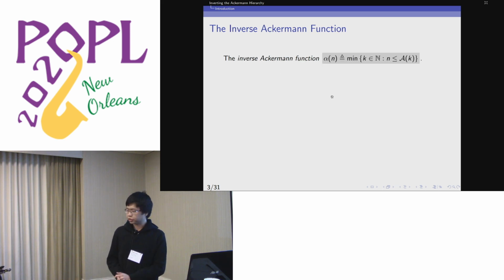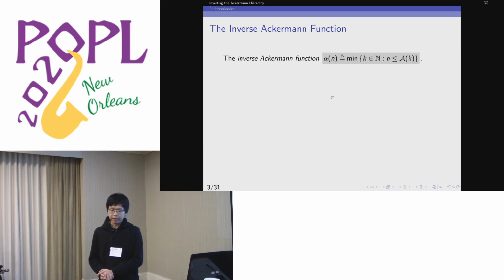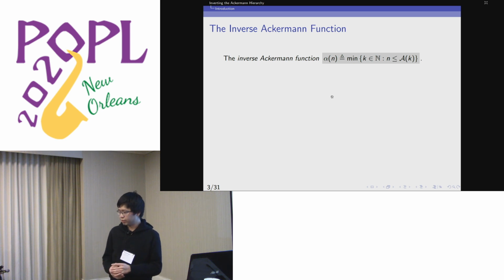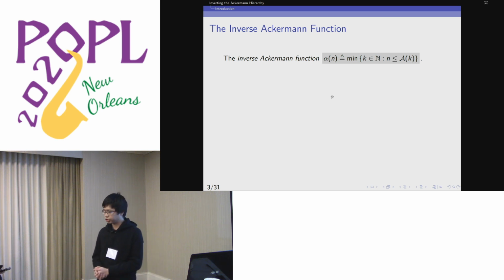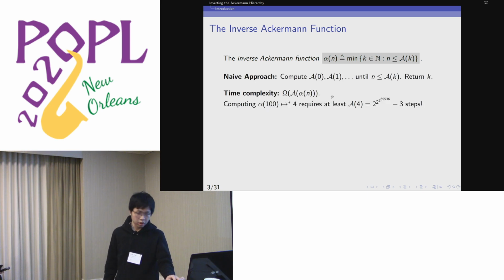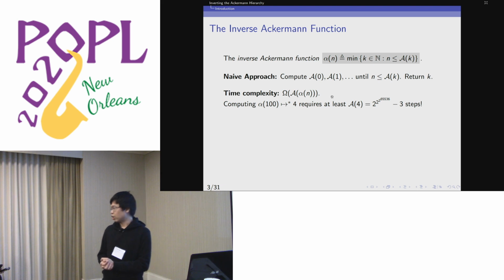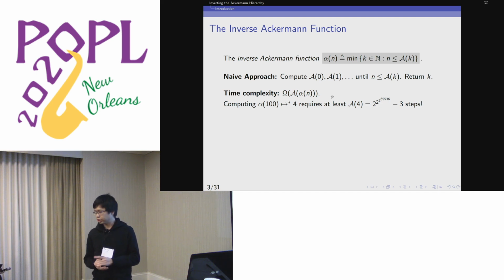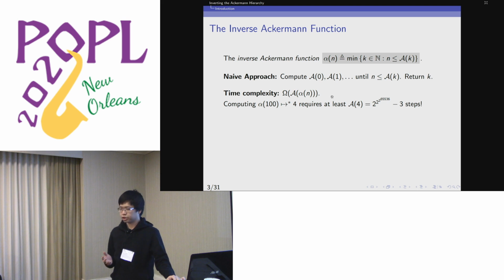So, the inverse Ackermann function, alpha of n, is defined to be the minimal k for which A of k is larger than or equal to n. This function grows extremely slowly, but it's still hard to compute. For example, if you want to compute alpha of 100, which is 4, naturally we want to compute A of 0 until A of 4. But A of 4 is a huge number that we have seen just now, and it's very inefficient to compute this number just to return 4.